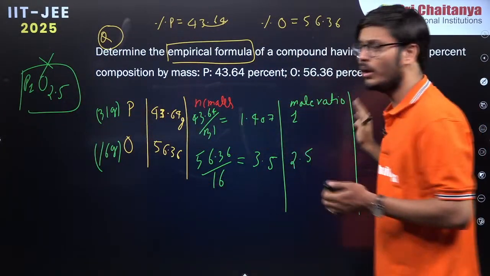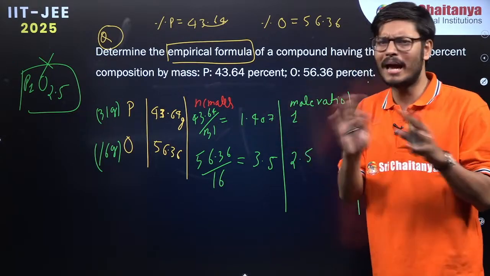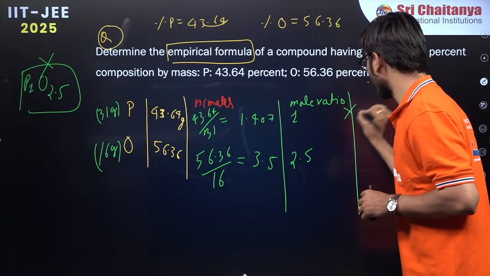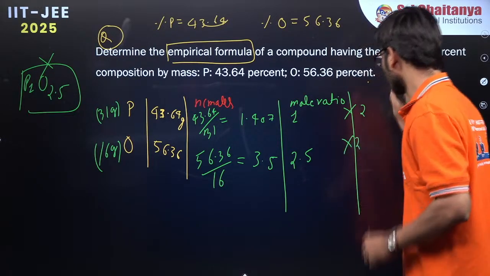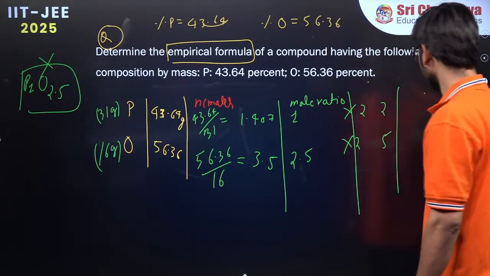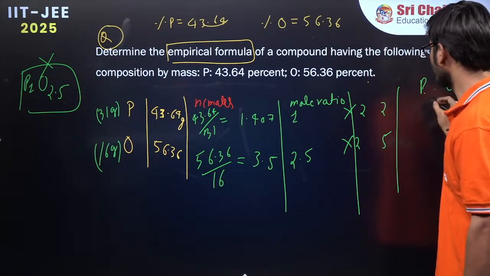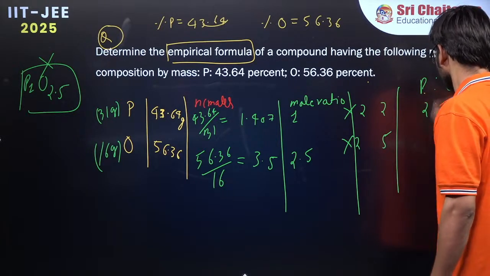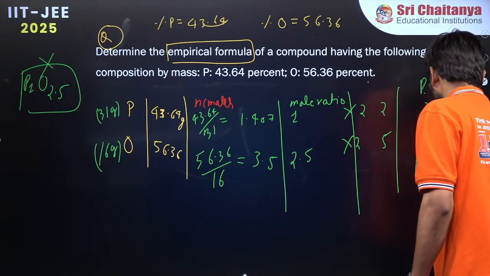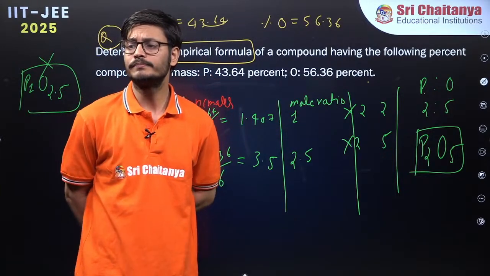So once you have the mole ratio, if it is not exactly a whole number, you multiply by some number so that we can have the exact value. So I'll multiply by 2, so the value comes out to be 2 and this value is 5. So what is this compound? Take out the ratio, phosphorus to oxygen. What is the mole ratio? Mole ratio is 2:5. That means the empirical formula comes out to be P2O5. Is it clear to everyone?